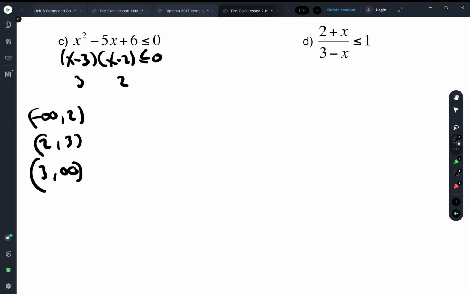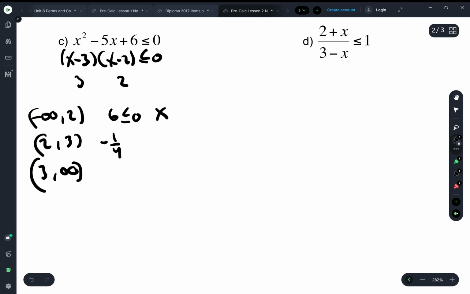So negative infinity to 2, let's try 0. If you put a 0 in the top there, you get 6 less than or equal to 0. Nope, 6 is not less than or equal to 0. Okay, if you try 2.5, might need a calculator for that one because it's a decimal. You have 2.5 squared minus 5 times 2.5, and then plus 6. It gives you negative 0.25 or negative 1/4. That is less than or equal to 0.